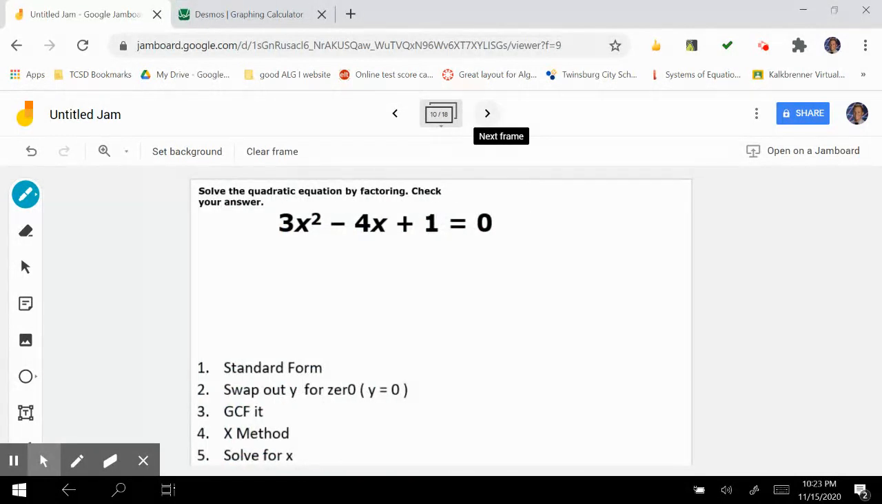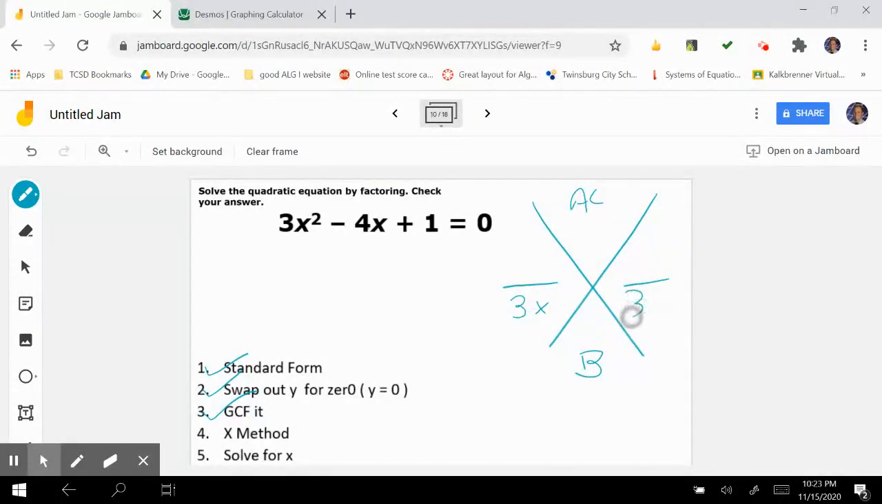Here, is this in standard form? Check. Swap out y for 0. I already did that. Can I GCF it? 3, 4, and 1. Do they have anything in common? Nope. So I did that. X method. I have my A times C, my A value, and my X on the sides. What's A? A is 3. What's C? 1. So I'm going to get 3 here. What's my B value? Negative 4.